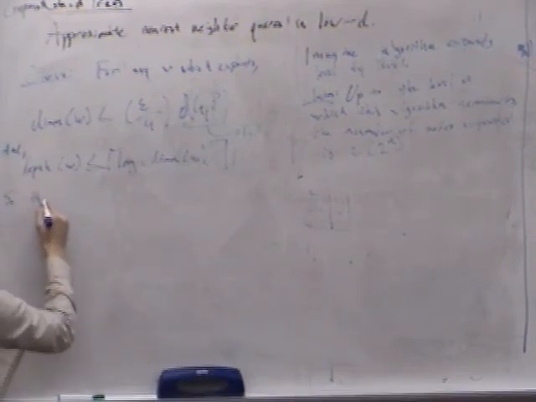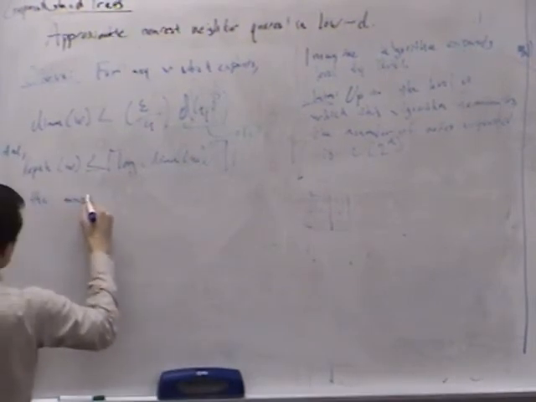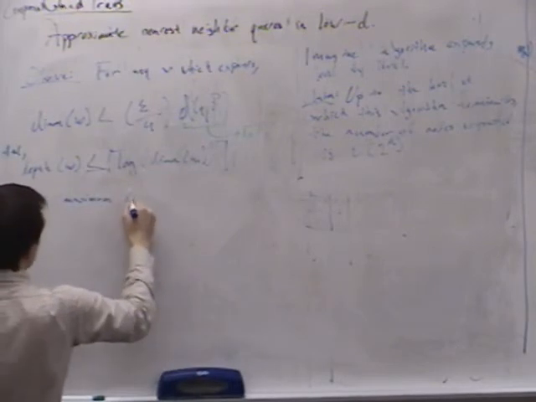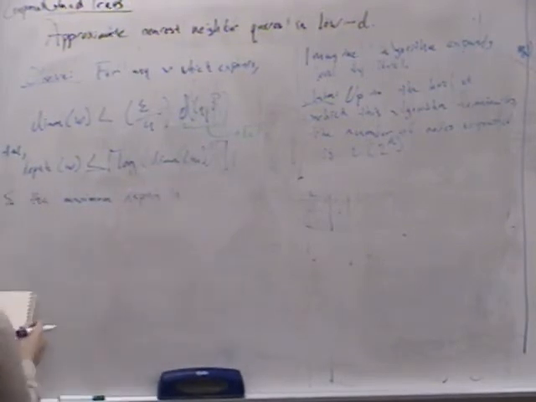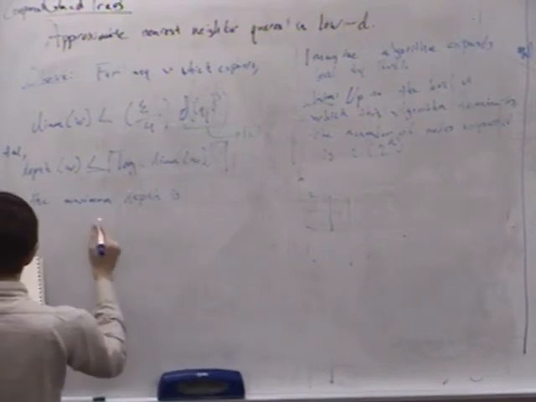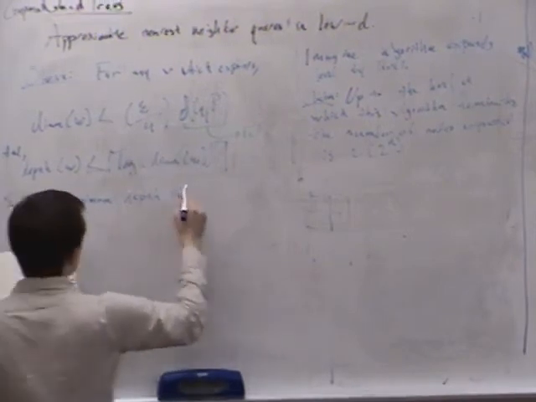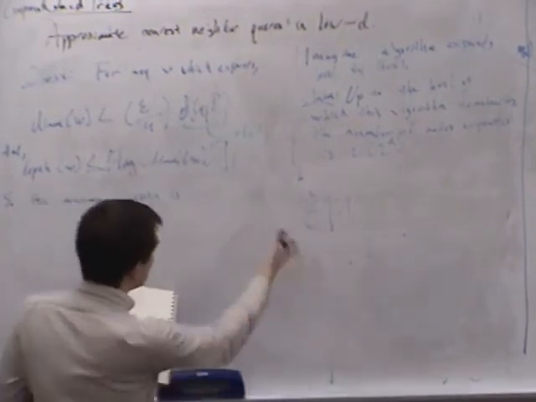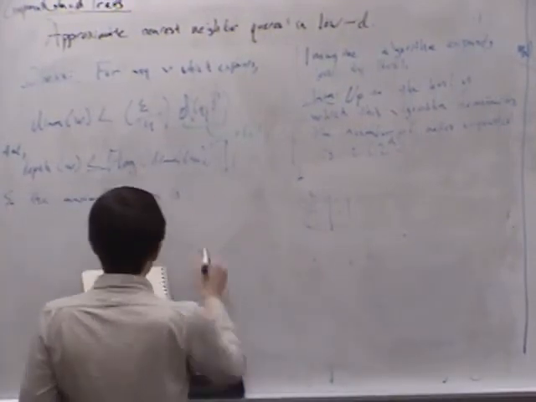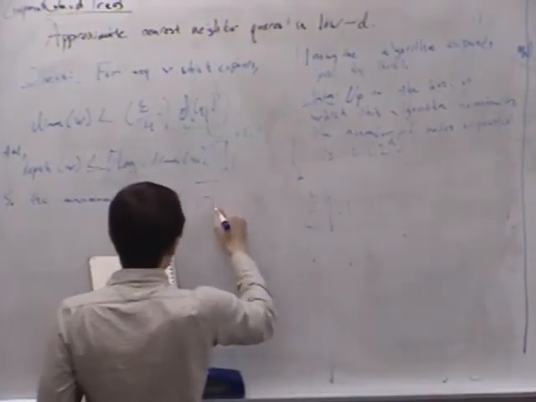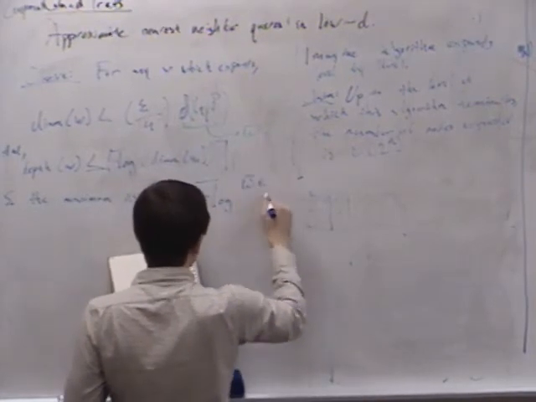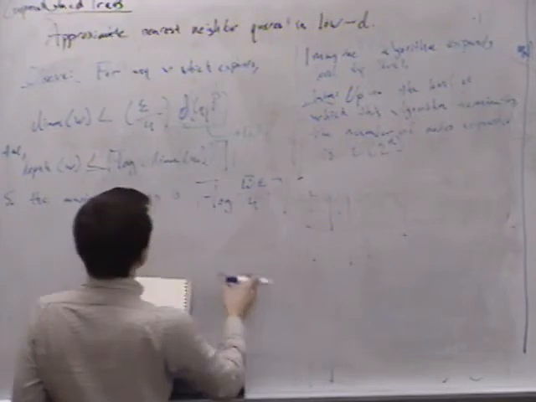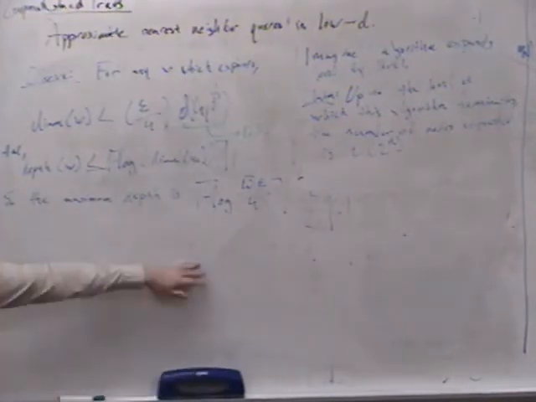So the maximum depth is, this should actually be negative log, right? Because it's a negative 2 value over there. So negative log base 2 of omega bar epsilon over 4. All right, so we'll never go farther than this level of depth into the quad tree, right?